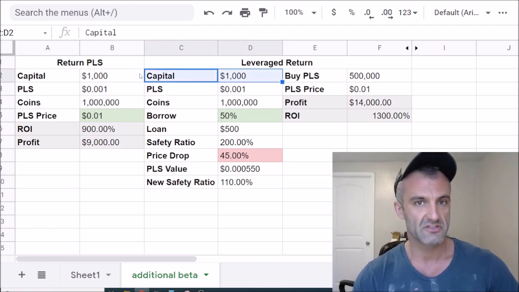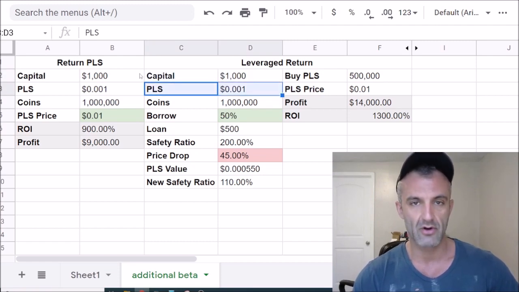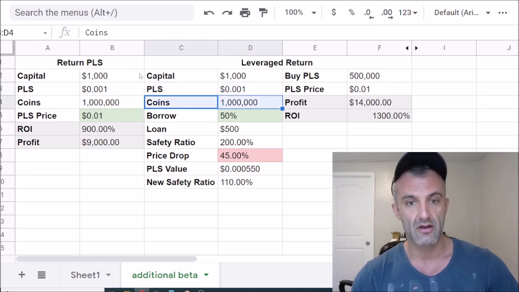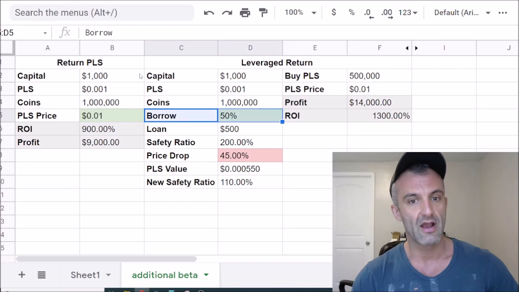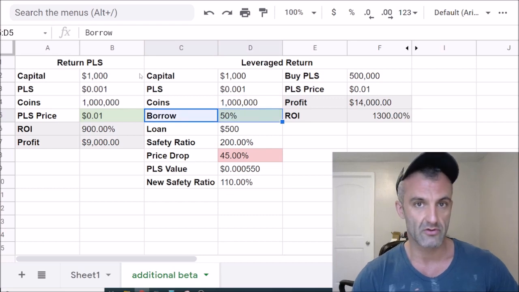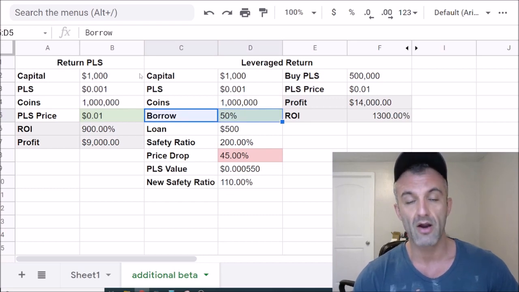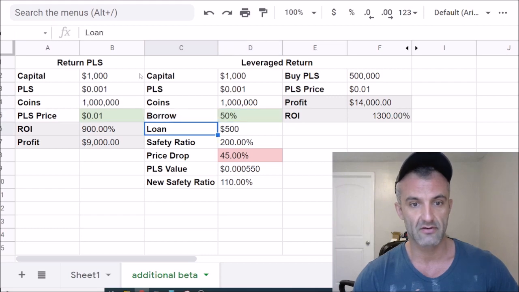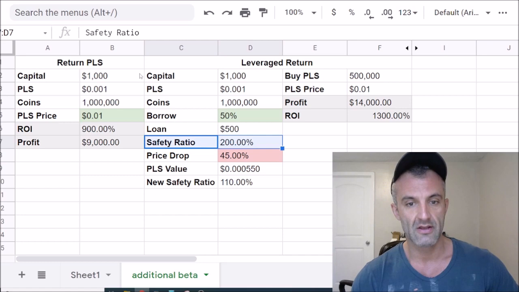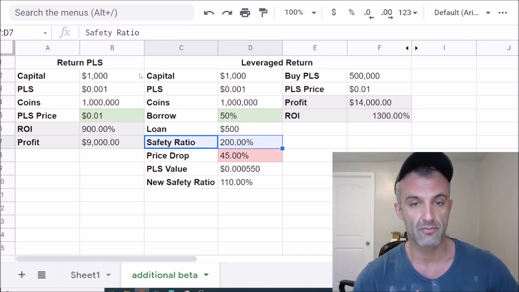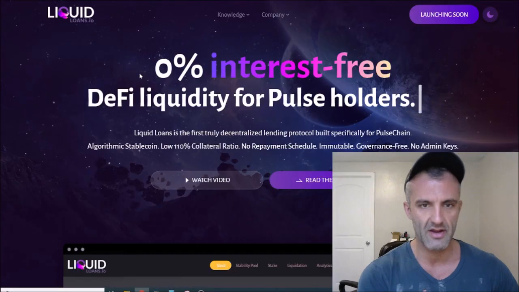There's $1,000, same exact scenario. Pulse, same price, 0.001 cent. Means you get 1,000,000 coins. Now, you put that into Liquid Loans and you borrow 50% of that. So you've got a loan there for $500. This gives you a safety ratio of 200%. So what is the safety ratio? Let's go back here for a second.